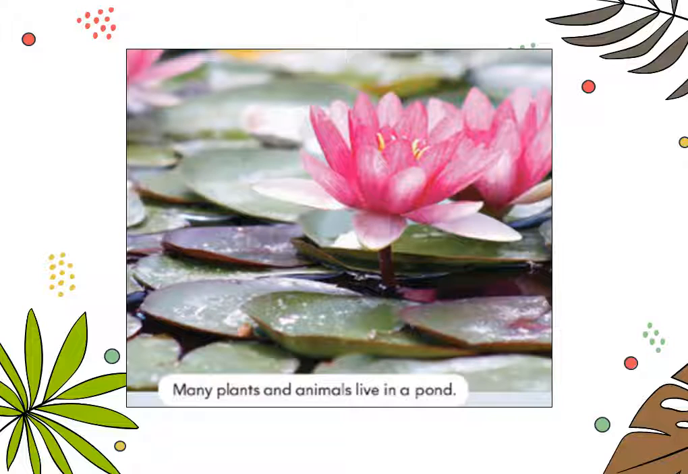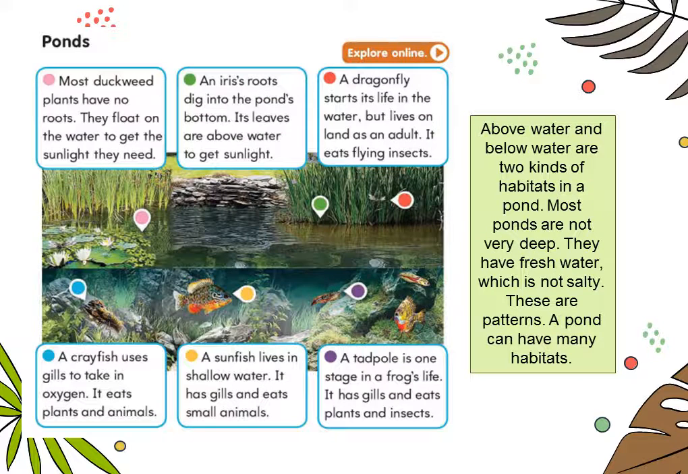Children, can you please look at the picture and observe what do you notice in the picture? Yes, many plants and animals live in a pond. This is a pond. Children, have a look at the picture of a pond. Let me tell you some details about a pond.